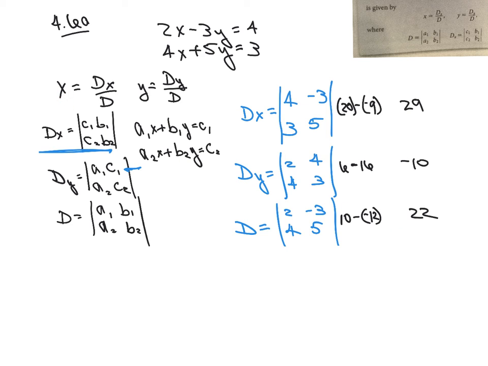This says that x equals Dx, 29, over D, which is 22. And our y equals Dy, which is -10, over D, which is 22. So that's your x value, and that's your y value, 29 over 22, and then this can reduce to -5 over 11.